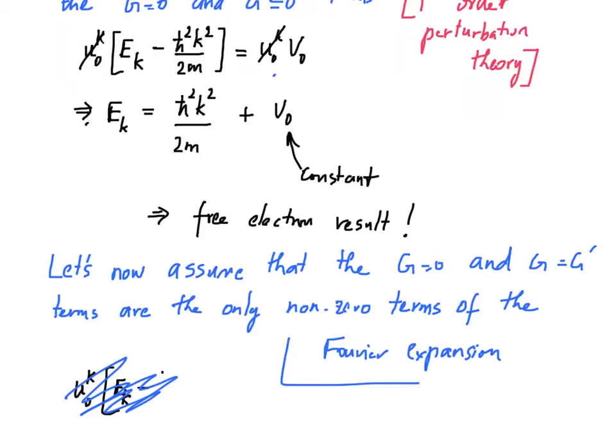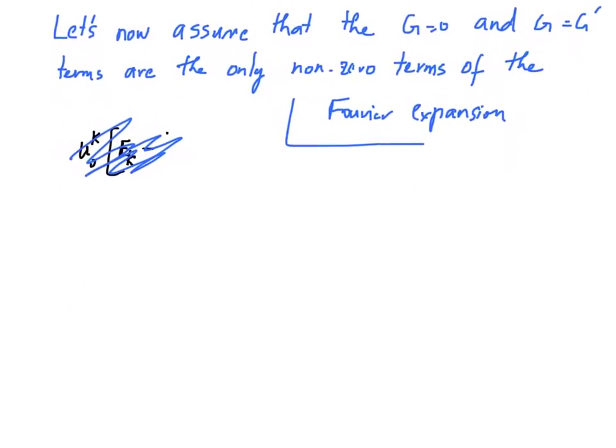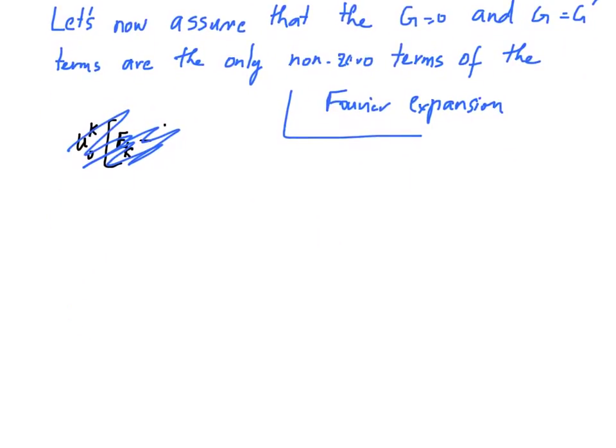The first set of assumptions that we made did not lead us to anything interesting. We found something that we already knew because the level of assumption was too low. So now we are saying, okay, let's make it a little more sophisticated, but at the same time, we want to make sure that our basic equation becomes solvable, tractable analytically. So when we make this new assumption that the g equals 0 as well as the g equals g prime terms are the only non-zero terms of the Fourier expansion, we get the following result.